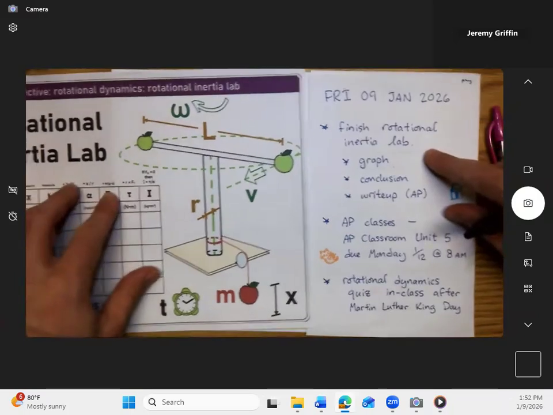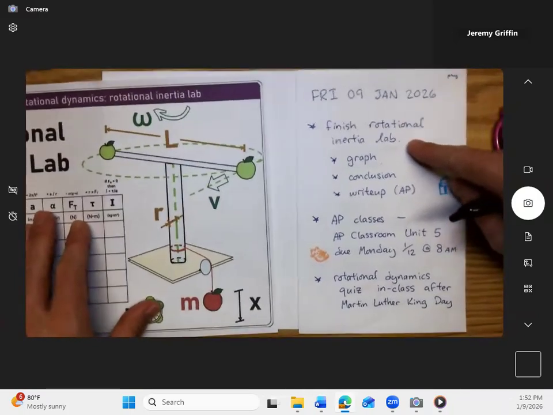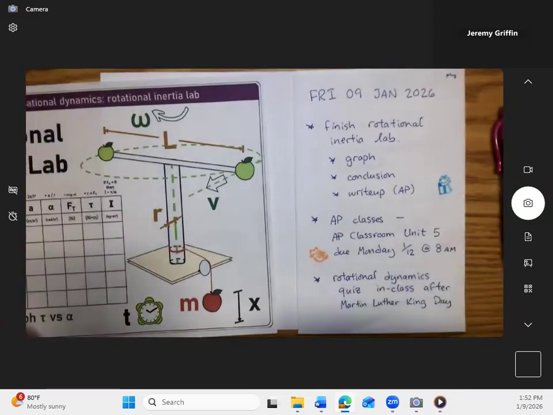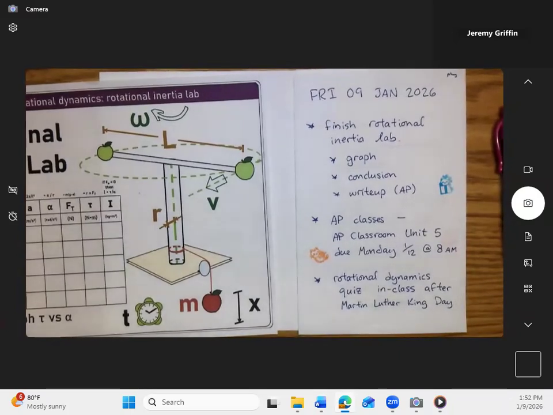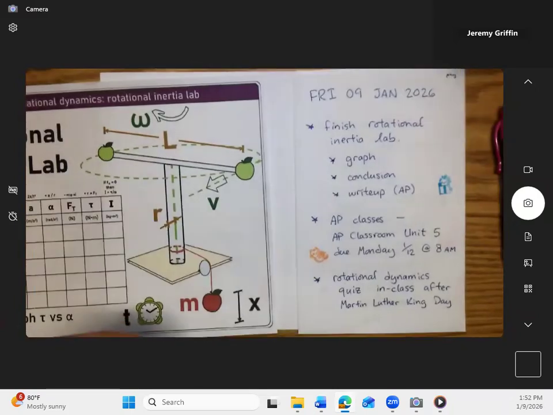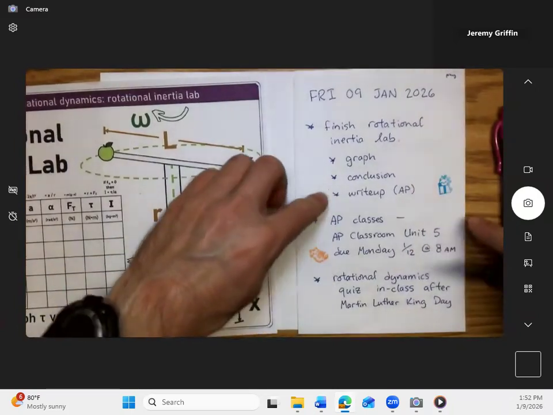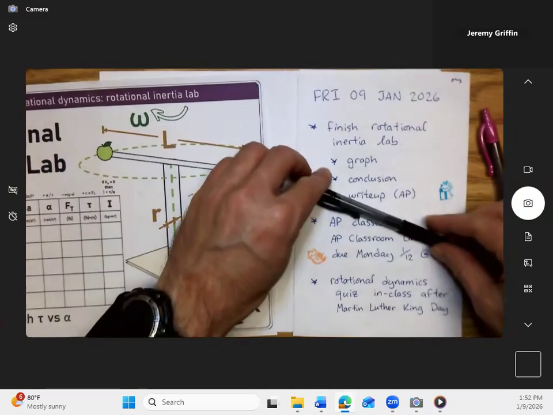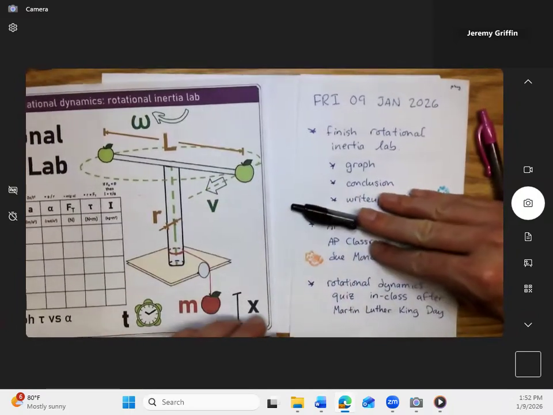So we have to finish this rotational inertia lab from yesterday. Yesterday we gathered all the data. So we'll help you put together the graph and interpret the graph. Do that in your conclusion. AP says AP, just ignore that, because of course you guys aren't AP, so don't worry about the AP.